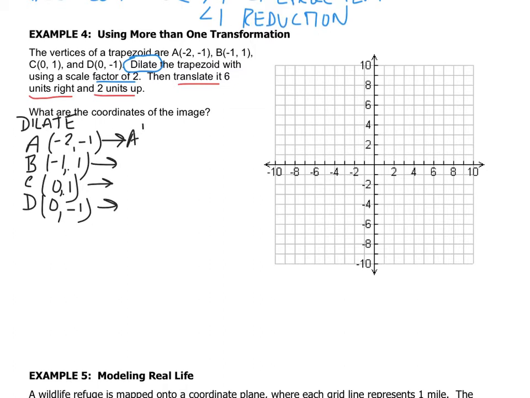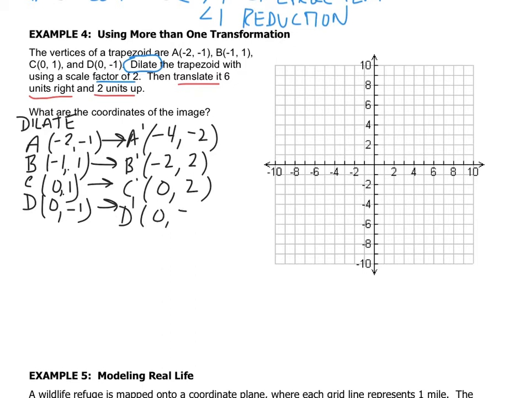So A prime, if I was to multiply by a 2, we would get -2 times 2 is -4, -1 times 2 is -2. B prime, -1 times 2 is -2, 1 times 2 is +2. C prime, 0 times 2 is 0, 1 times 2 is 2. D prime, 0 times 2 is still 0, and -1 times 2 is -2.